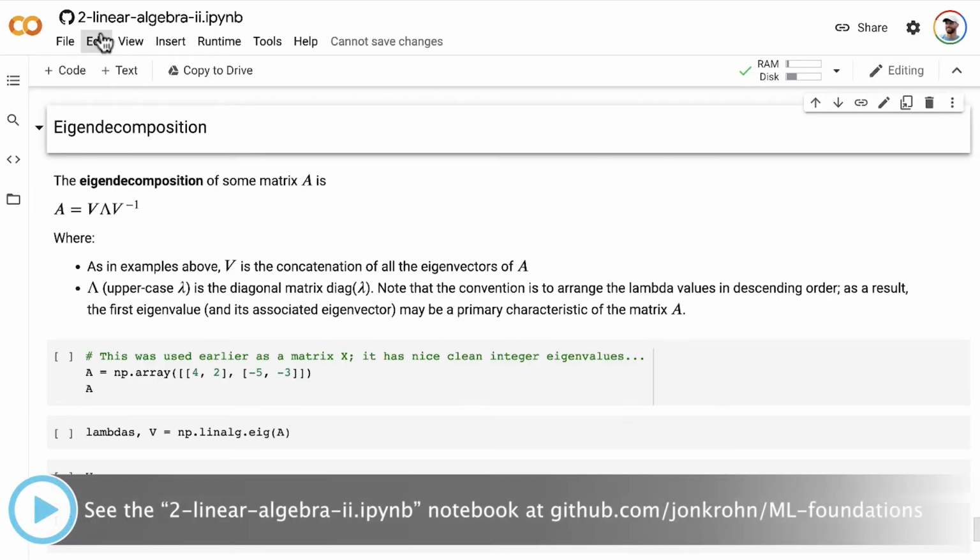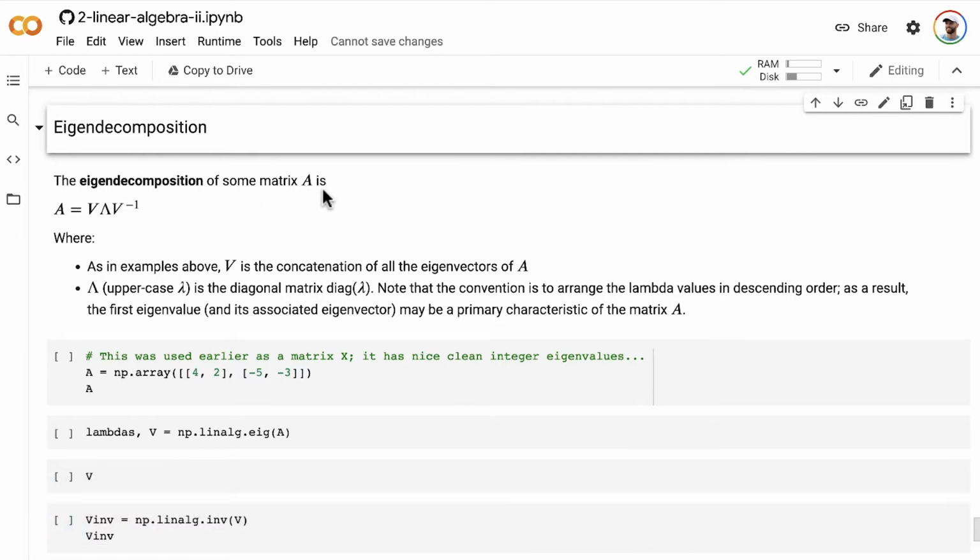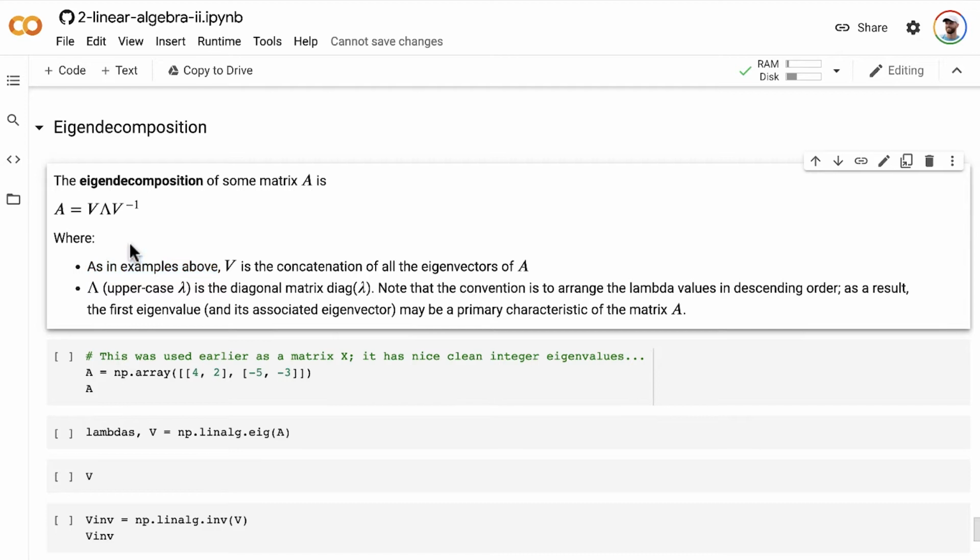All right, in our Linear Algebra 2 notebook, we're now in the section titled Eigendecomposition. So the eigendecomposition of some matrix A is given by this formula, which we saw on the slides a moment ago. But now let's talk about what's going on here. In this equation, V is the concatenation of all of the eigenvectors of A. This is the same as we had earlier in many examples already in this notebook. Each column of V is a separate eigenvector.